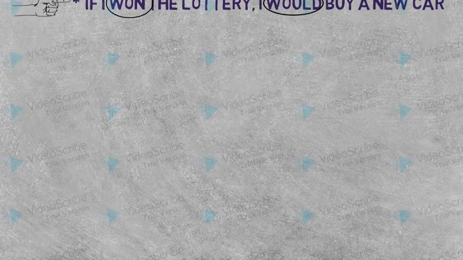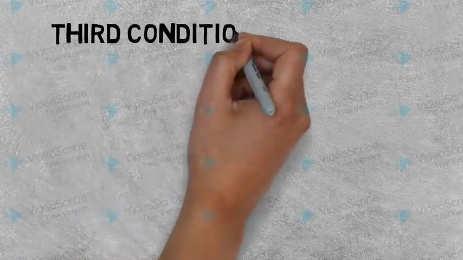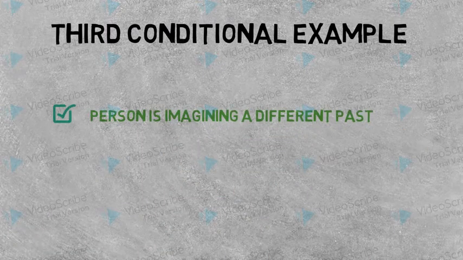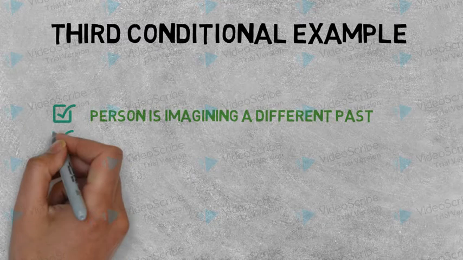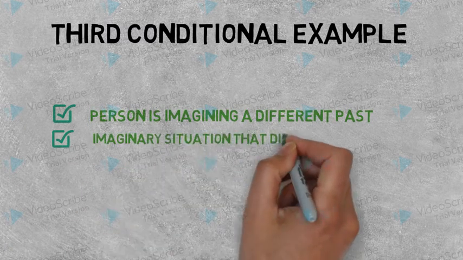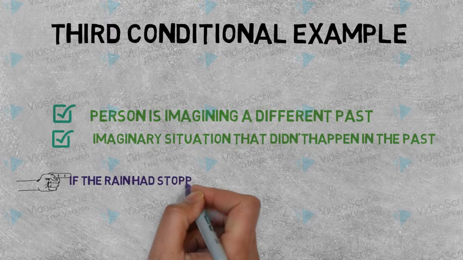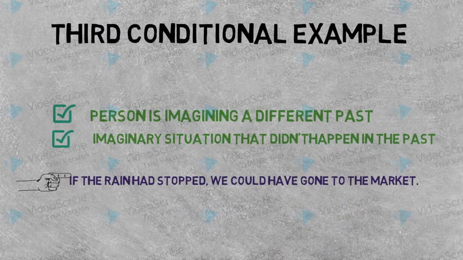Talking about the third conditional. Third conditional allows us to talk about different and unreal past actions and how they would affect the past. So a person is imagining a different past altogether or some situation that didn't happen in the past. For example, if the rain had stopped, we could have gone to the market.